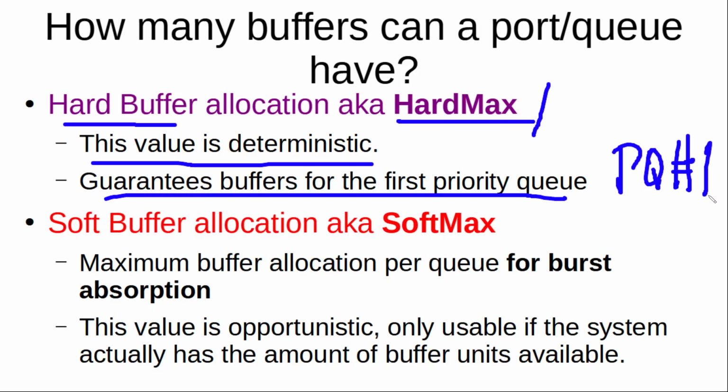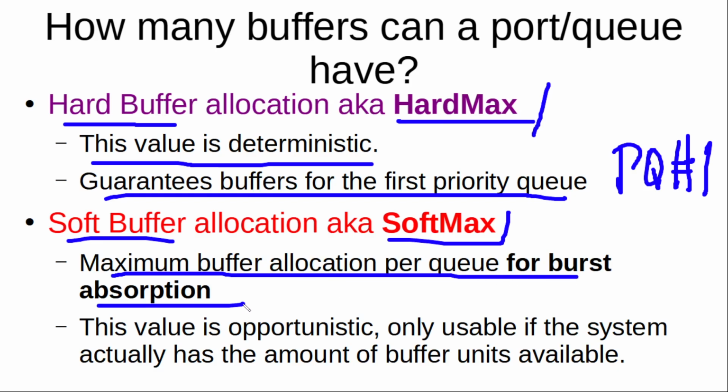And then your port queues will have sub-buffers. In order to look for them in a show command, remember to look for the SOFTMAX value. The SOFTMAX value will tell you the maximum amount of soft buffers that your queues within a certain port will get assigned. So it is the maximum buffer allocation per queue for burst absorption. Remember that this value is opportunistic.